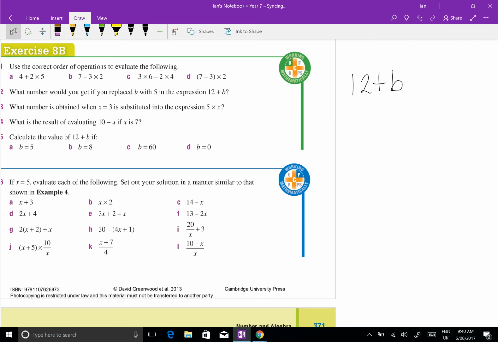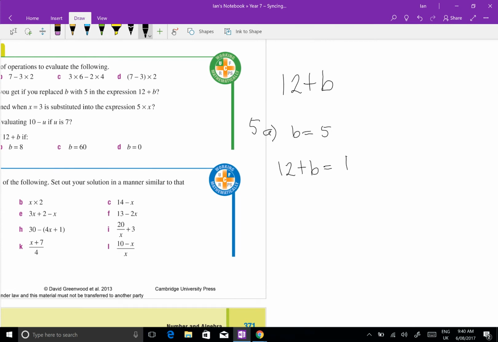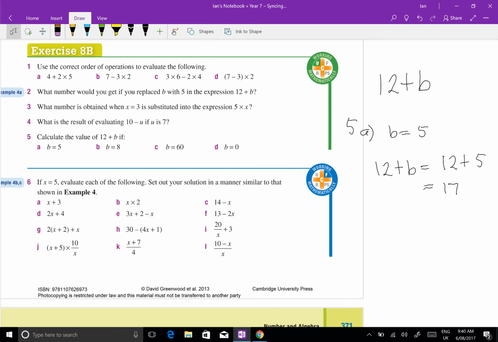Well, let's have a go at the first one. In 5A, they say, let B equal 5. That means put 5 in the expression where B is. Well, 12 plus B will equal, when we put 5 in for B, 12 plus 5, which will be 17. And we can find a value for our expression when B equals 5. Calculate the value of the expression 12 plus B when B equals 5. It's pretty easy. All you're doing is putting the value in and finding the expression.